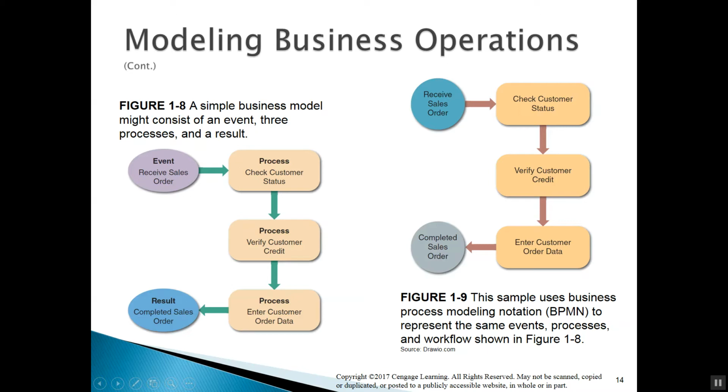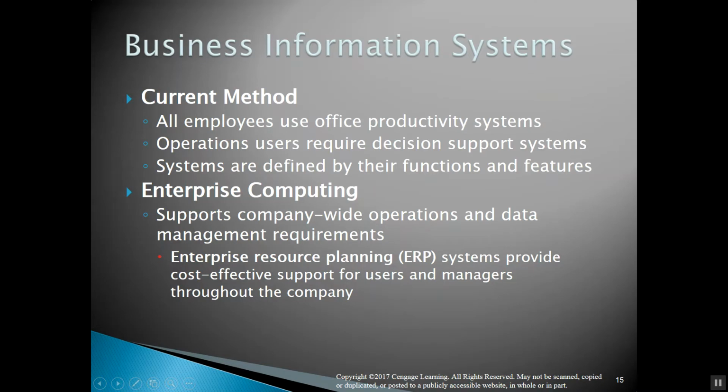Okay, so we've got to be able to model the business operations. An order is received, check the customer status, verify the customer credit, enter the customer order data into the system, and then the order gets completed. That's a standard transaction. We have to be able to document and understand these systems visually. Okay? That's part of what we do when we're doing our system analysis and design.